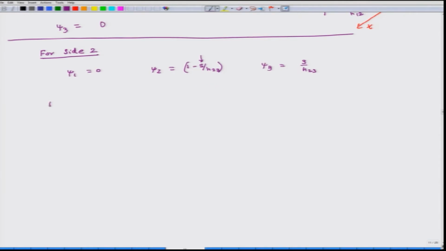And for side 3, psi 1 will be S divided by H13. What will be the value of psi 2 for side 3? 0, and psi 3 will be 1 minus S by H13.